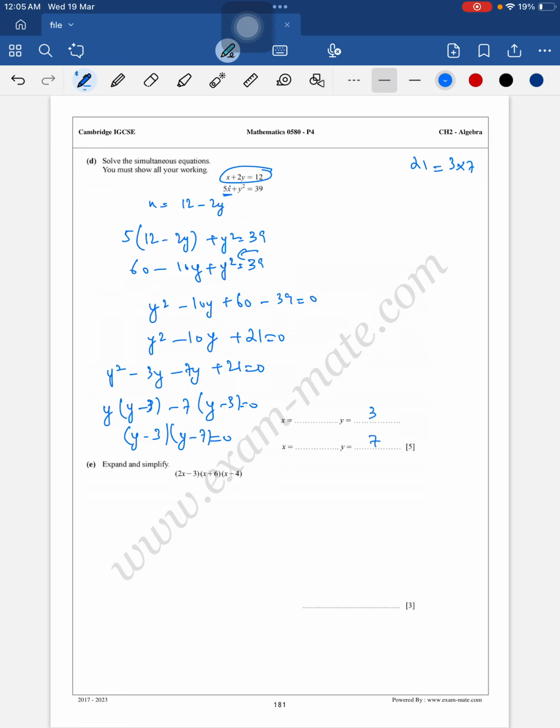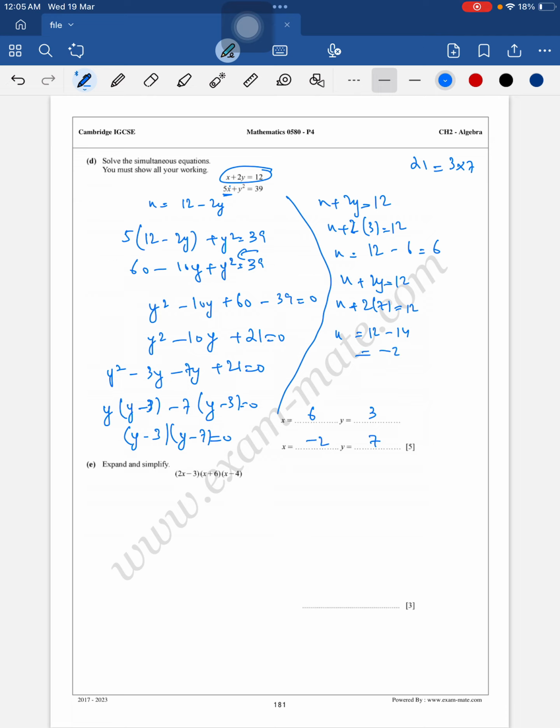Now taking the values of y, take out the values of x. So x plus 2y is equal to 12. One is y is equal to 3. So x plus 2 into 3 is equal to 12. So x is equal to 12, 2 3s are 6, goes over there, minus 6, x is equal to 6. Common value is 6. Other is x plus 2y again is equal to 12. Again placing the other value, that is 7. X plus 2 into 7 is equal to 12. 2 7s are 14, 14 goes over there, 12 minus 14, x is minus 2. Clear?